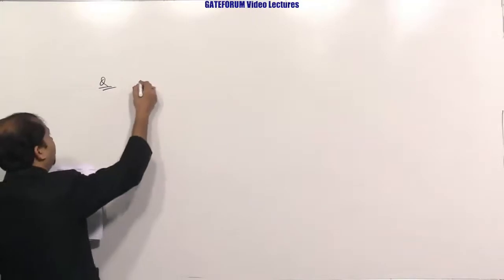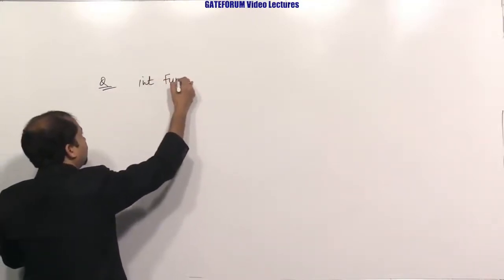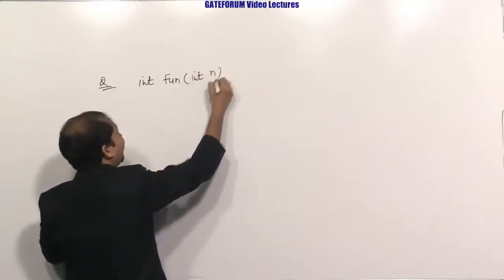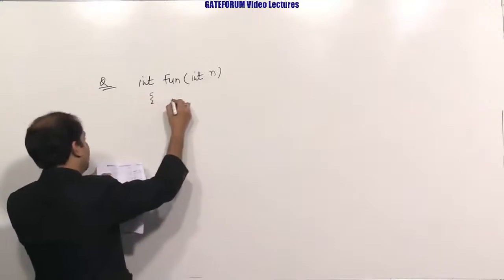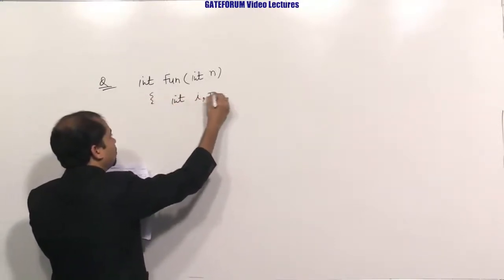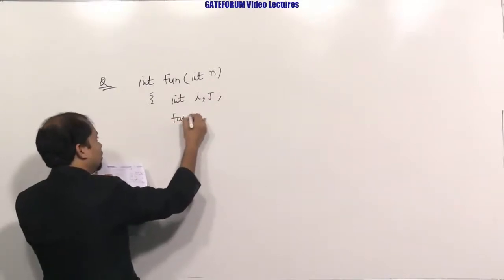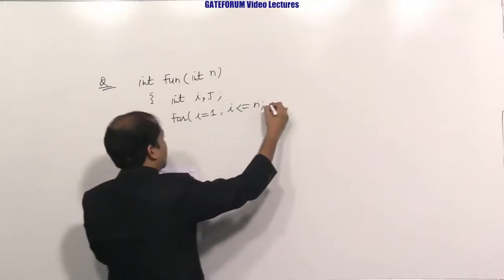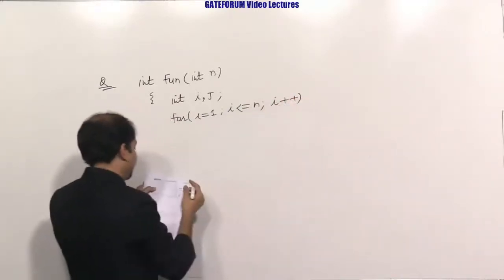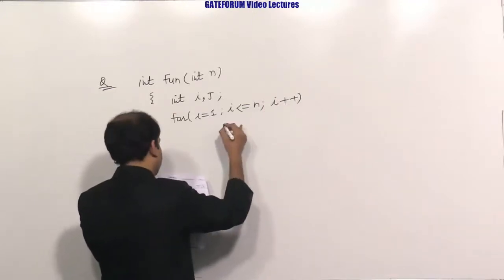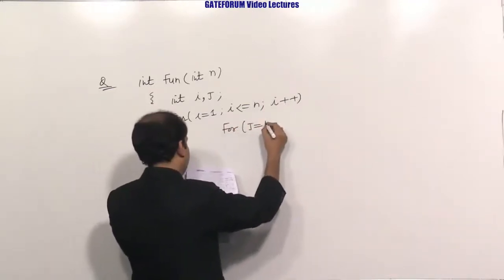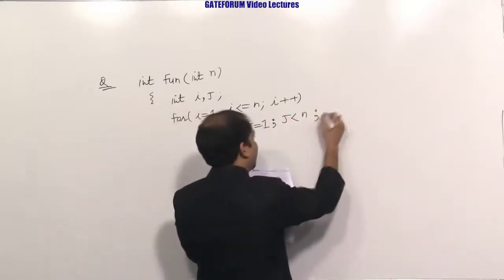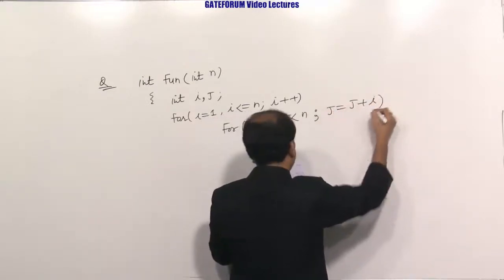So fun, int n, and here we have int i, j. For i equal to 1, i is less than or equal to n, i plus plus, for j equal to 1, j is less than n, and j equal to j plus i.